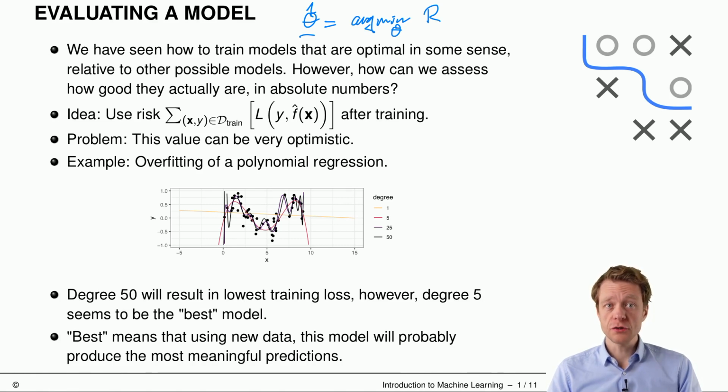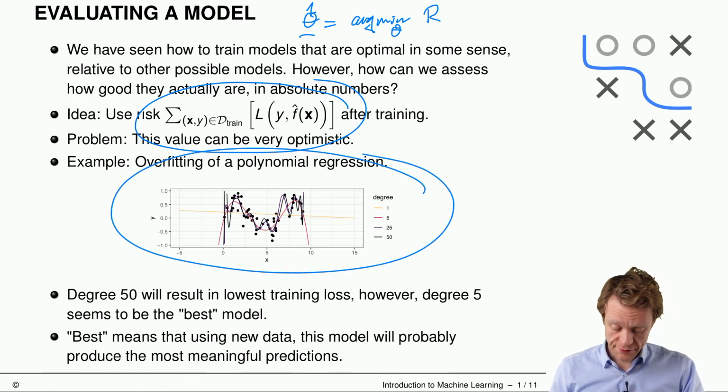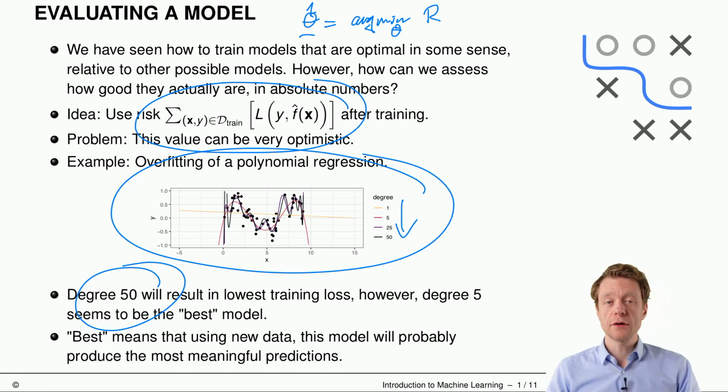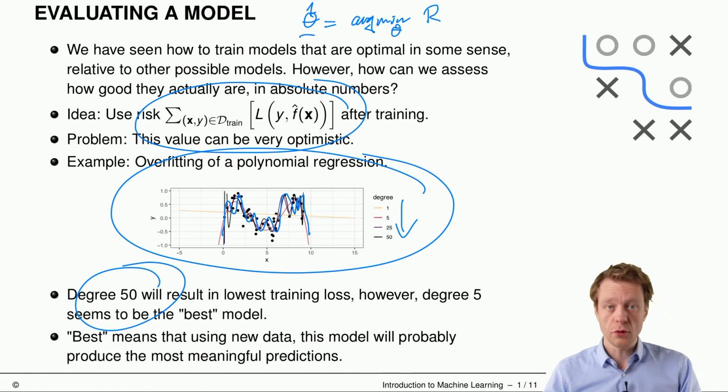One idea could be to use just exactly that risk that we obtained in training, which is just the sum over all the losses of all the data points in the training set. But the problem is that this value can be very optimistic. So for example, here we have a polynomial regression. And if we just increase the degree of the polynomial function that we allow to fit to the data, then the fitted function will be very flexible and will more or less interpolate all those data points. So this is the best model in terms of training error.